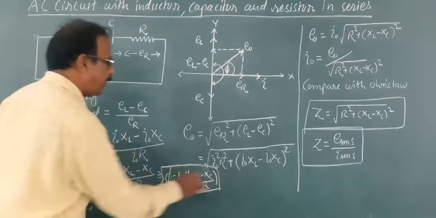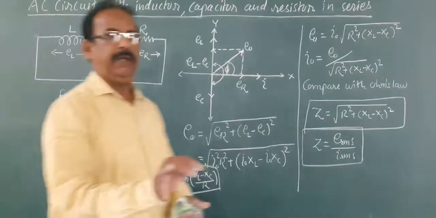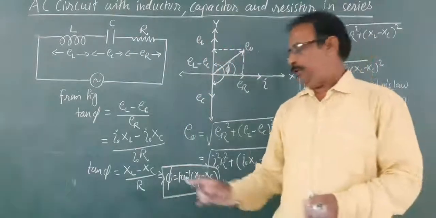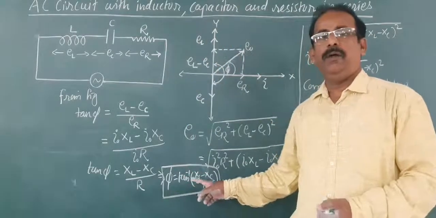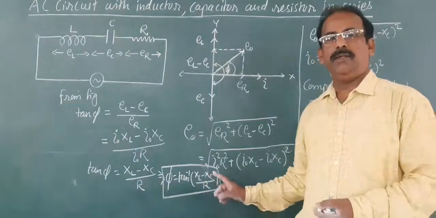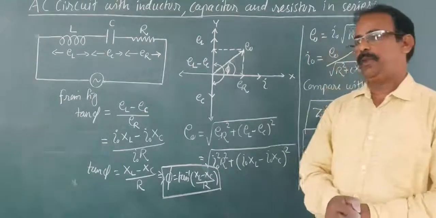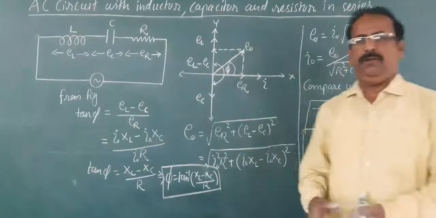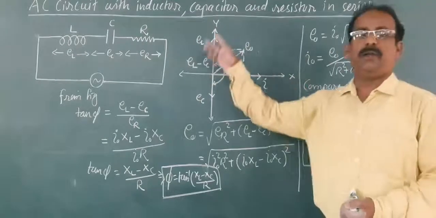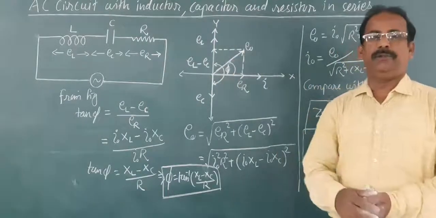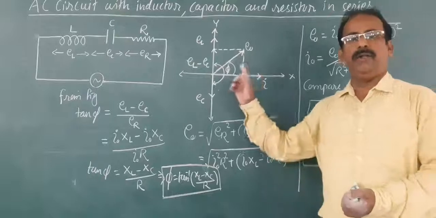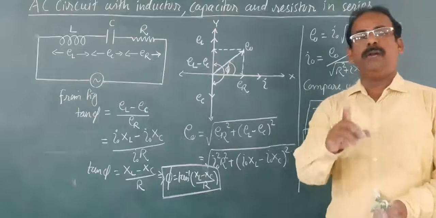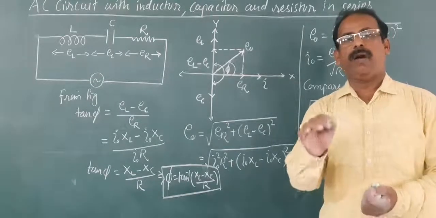From this formula, we can find the phase difference between net EMF and current, which is tan inverse of XL minus XC upon R. When EL is greater than EC, the resultant of these two comes along positive y direction. In that case, you get this phase difference always positive. Means EMF is ahead of the current by phi radian.